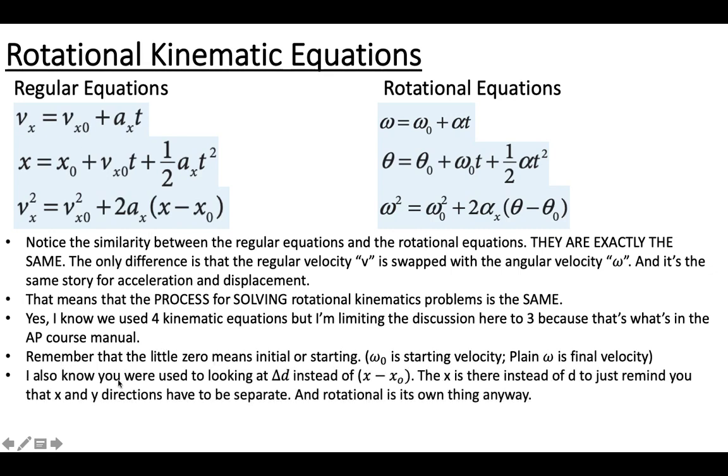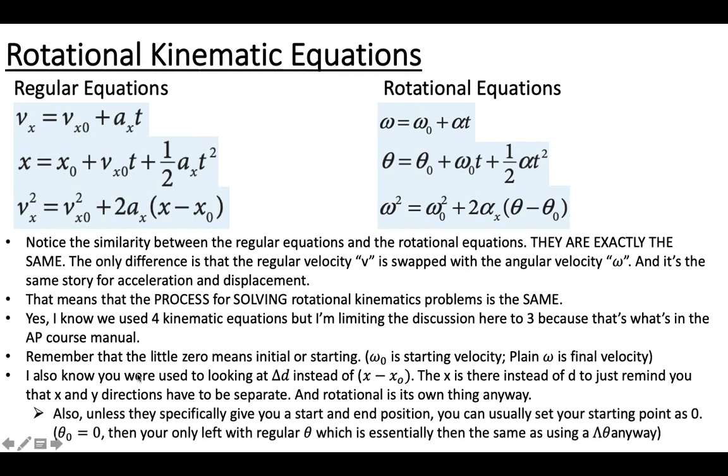I also mentioned this. Remember that we used delta d instead of this x minus x0 here. The x is just there instead of d to remind you that x and y directions have to be separate. So when we did these before, you can't just measure on a diagonal. You had to do x's separate and y separate, and we remember doing that. And rotational is its own thing anyway. There's no x and y to rotation. It's just this.